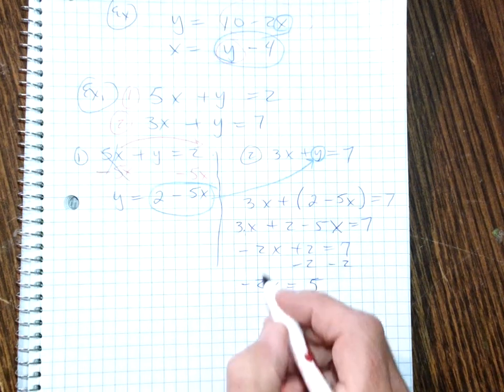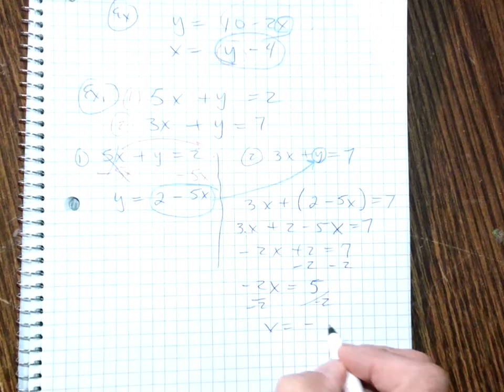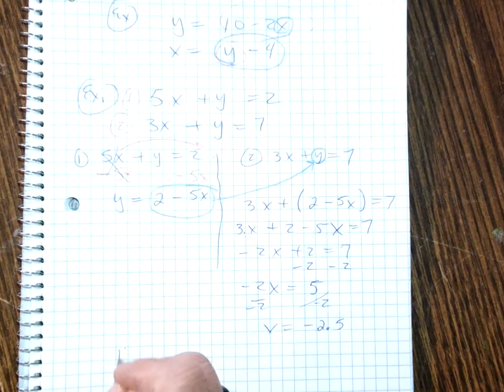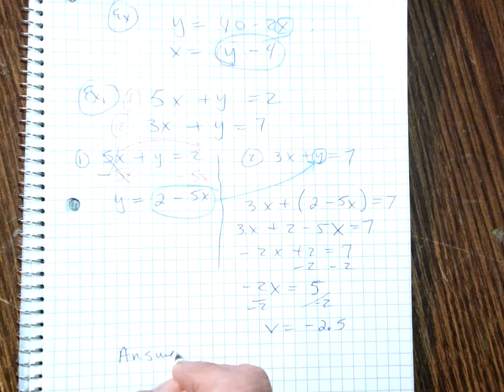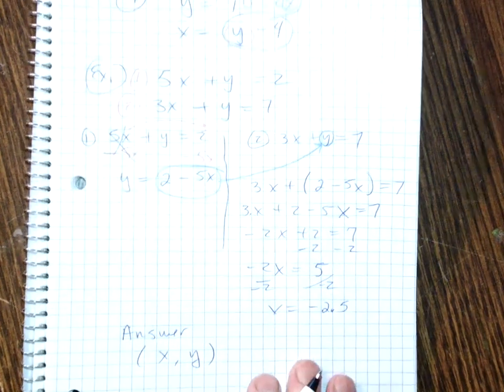I will divide by negative 2, divide by negative 2. I'll get x equals negative 2.5. Okay, so there's one answer. But remember, these are a point. The answer has to be some x, comma, y. So here's what I have.